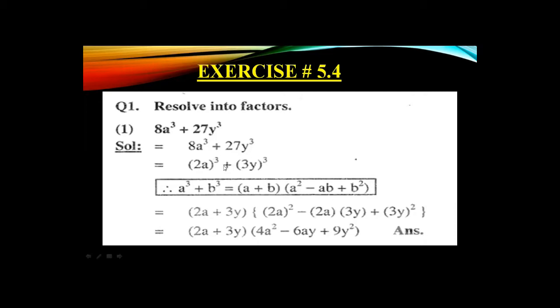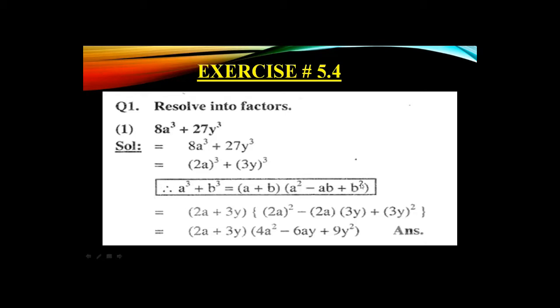This is the sum of two cubes. Now we are going to apply the formula for the sum of two cubes. a cube plus b cube is equal to a plus b, with the same sign first, then we use the opposite sign, a square minus ab, and the third sign is plus b square. We discussed this formula in the previous slide.